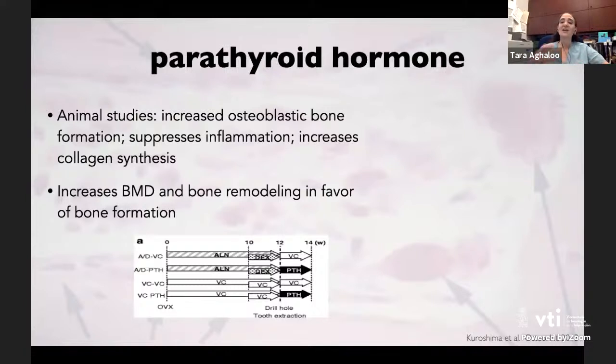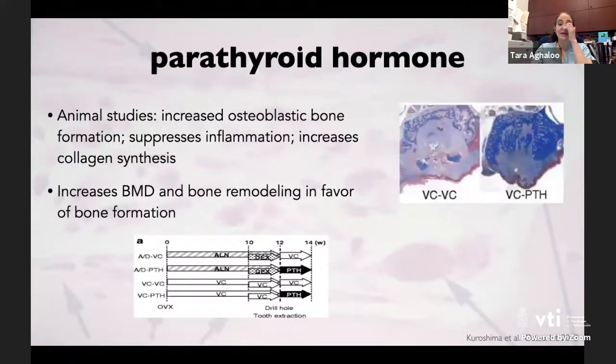So it will activate the osteoclast to remodel and resorb bone, and then that coupled formation of bone comes right behind it. Fortunately it's anabolic, so it's going to be building up bone, and that is how parathyroid hormone works. It's been shown in animal studies to increase that bone formation, also suppress inflammation, and increase collagen synthesis. So potentially, because it's seen in animal studies to have this effect, would it be effective against ONJ?